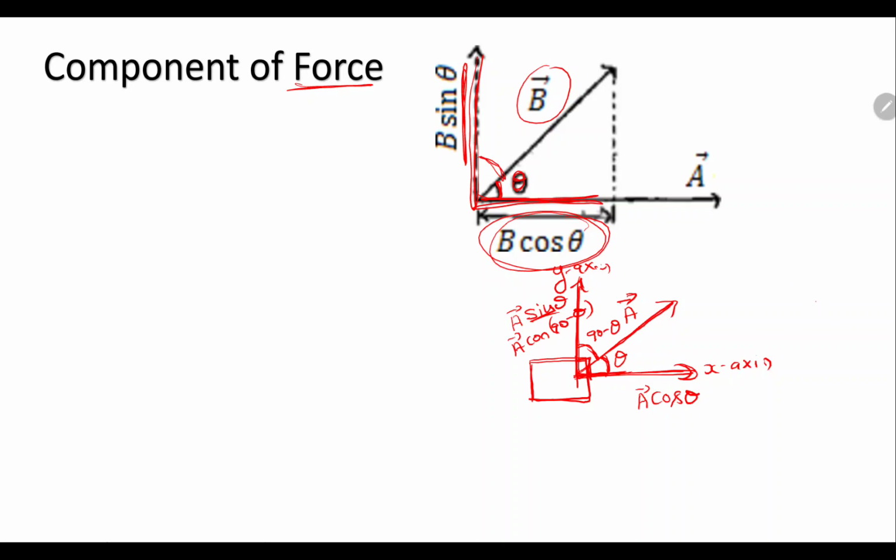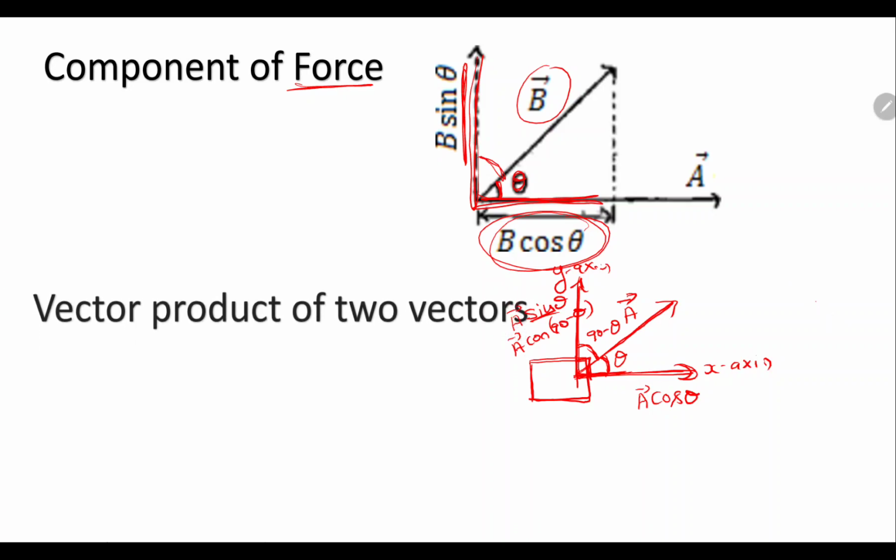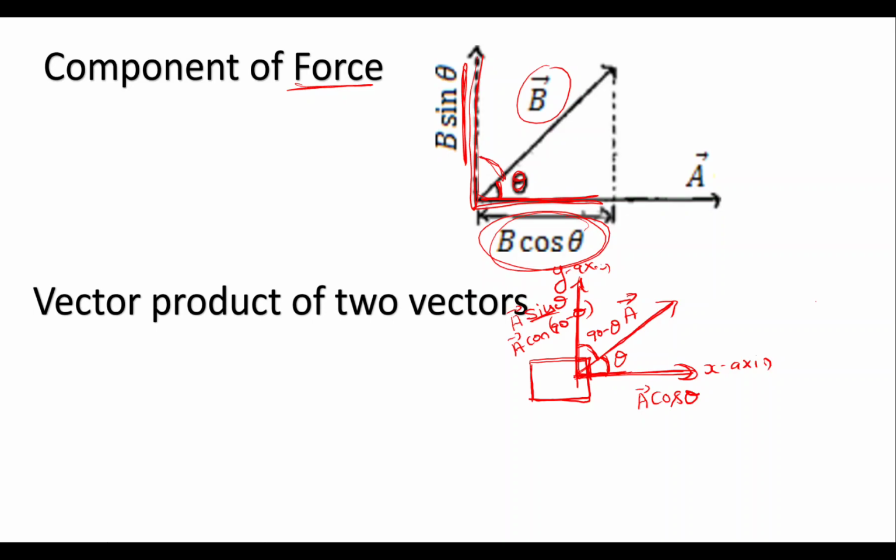Okay, then we have one more thing, that is vector product of two vectors. See, in vector product we have two types. Before that, let me tell you one thing. If a scalar is multiplied with a vector, what do you get? We get a vector again.